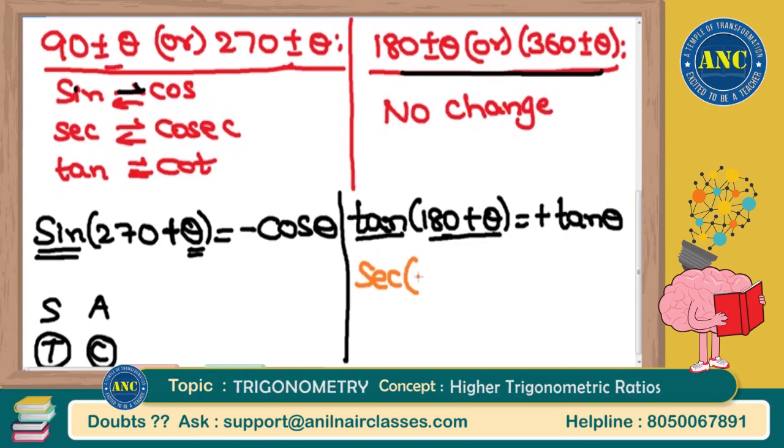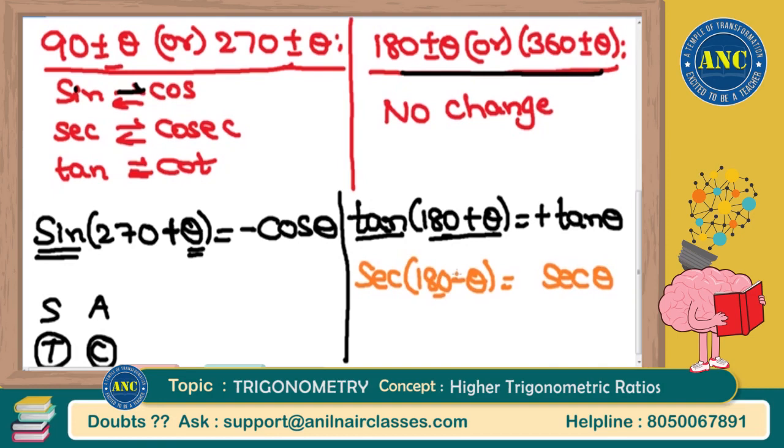Secant of 180 minus theta. If it is 180, don't change the trigonometric function. Write it as secant itself and write down that angle. Now let us see whether it is plus or minus. Secant of 180 minus theta. 180 minus theta means it will come to which quadrant? It will come to the second quadrant.